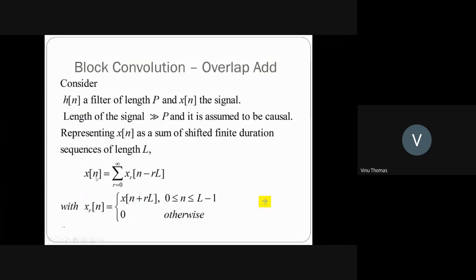So therefore, x of n you can write as sigma r equal to 0 to infinity. Mind you that we had assumed x of n to be a causal sequence. That is why we have sigma r equal to 0 to infinity x_r of n minus rL. Let us expand that. This summation would expand to x0 of n plus x1 of n minus L plus x2 of n minus 2L plus x3 of n minus 3L, etc.